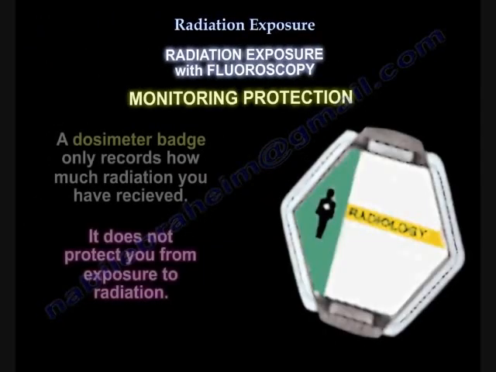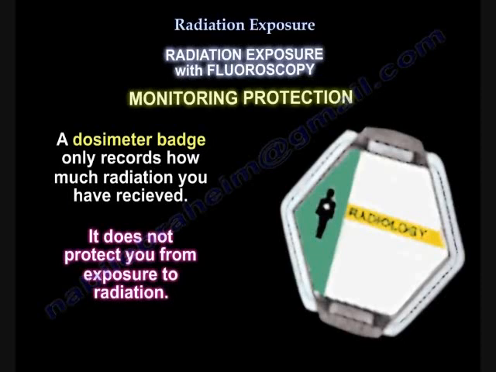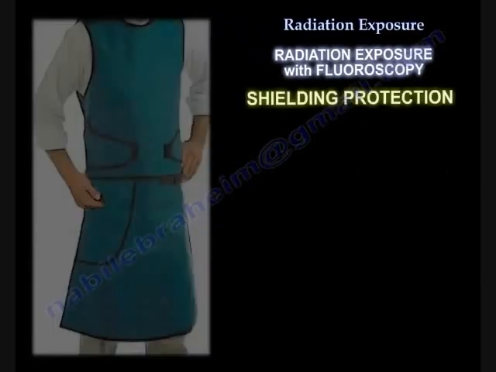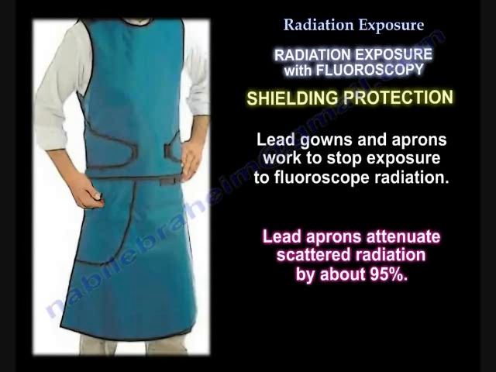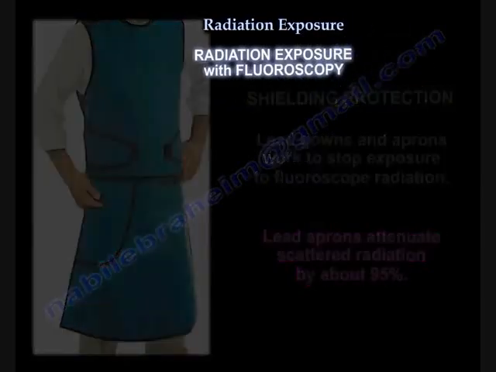Monitoring protection should be used with a dosimeter badge. A dosimeter badge only records how much radiation you have received. It does not protect you from exposure to radiation. Shielding protection of fluoroscopy radiation. Lead gowns and aprons work to stop exposure. Lead aprons attenuate scattered radiation by about 95%.